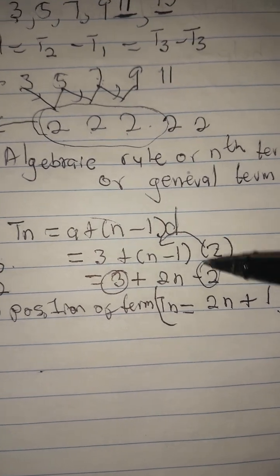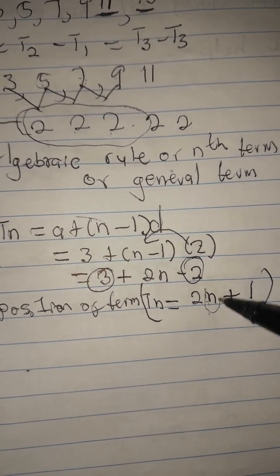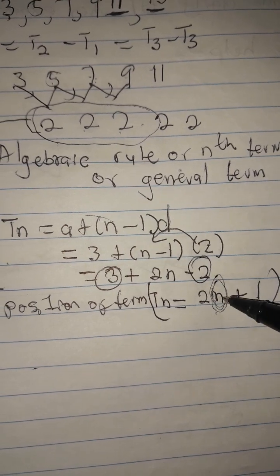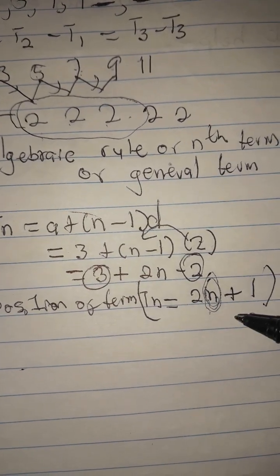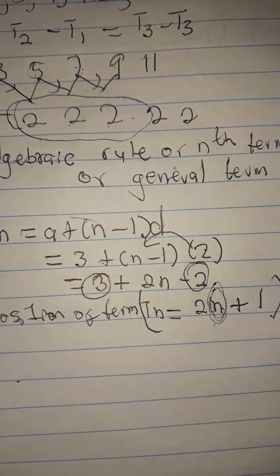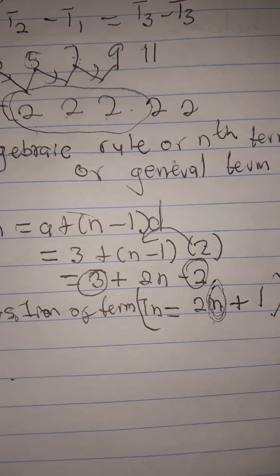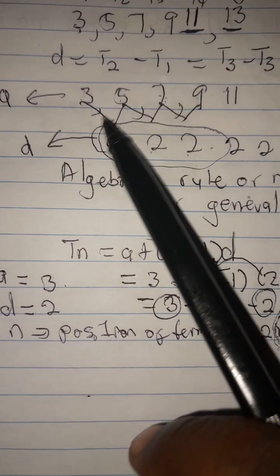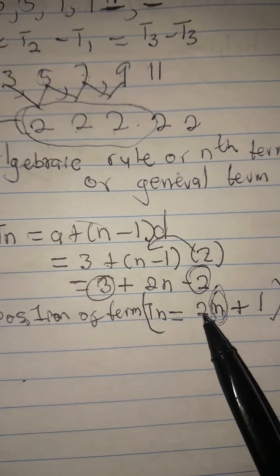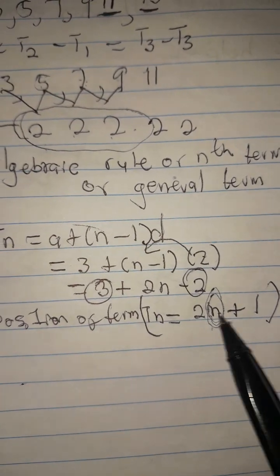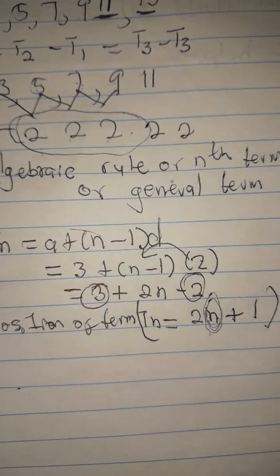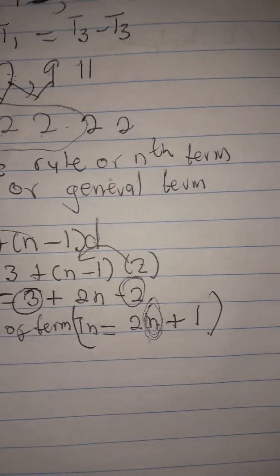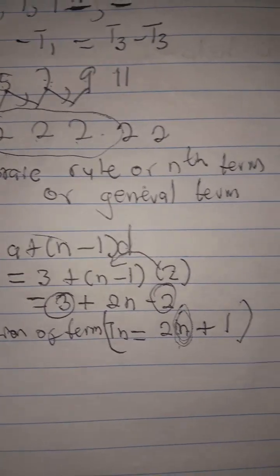So you can check by substituting the position here. Let's say we put position 1 to see what we are going to get. 2 times 1 is going to be 2, plus 1 is going to be 3. Then let's put position 2. 2 times 2, that's going to be 4, plus 1, that's going to be 5. And so on. That's how it should go, right? That's how it should go.